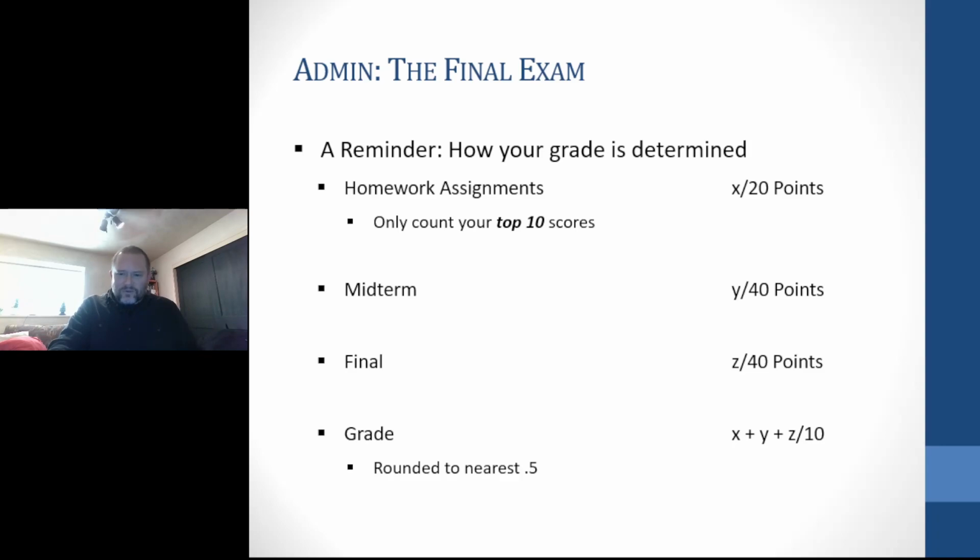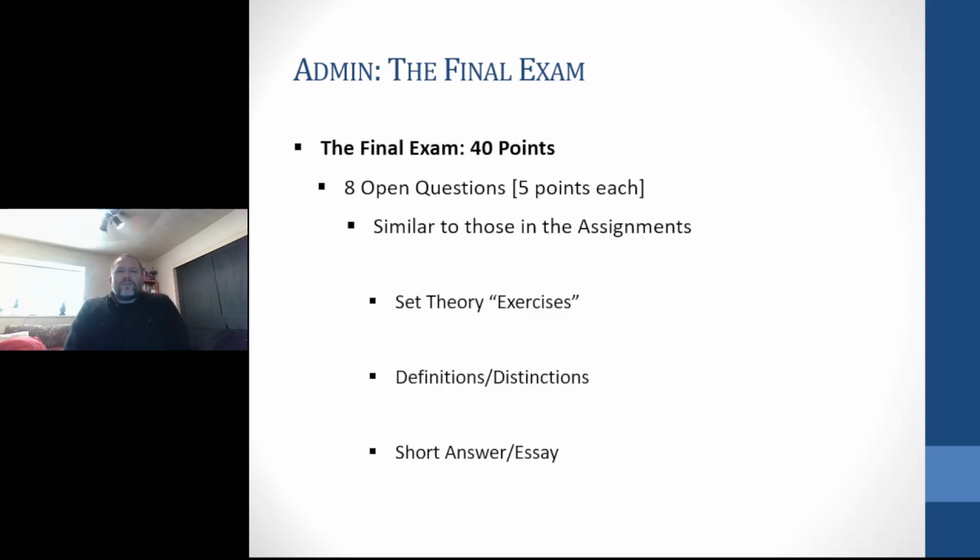So very flexible here. With regards to the structure of the final exam, it's going to be worth 40 points, unsurprisingly, and there's going to be 8 open questions. Each question is going to be worth 5 points. And these are going to be very similar to the assignments we've been doing for the back half of the course. In particular, there's going to be one question that's going to be some set theory exercises, similar to exercise B from the set theory worksheet. There'll also be a question where I ask you for some definitions, distinctions. Again, these can be done in a sentence or two.